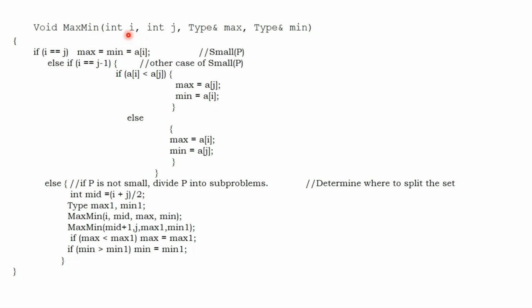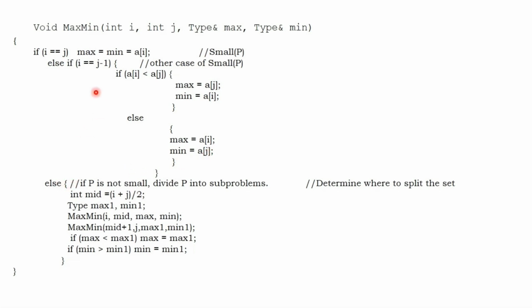Now suppose i is equal to j minus 1. So else if i is equal to j minus 1, one of the elements is minimum and one of the elements is maximum. So we have to do a comparison. If the ith element is smaller than the jth element, that means the ith element is the min value and the jth element is the max value. So max is equal to a of j and min is equal to a of i. If this is false, that means the ith element is larger than the jth element, then max will be a of i and min will be a of j.